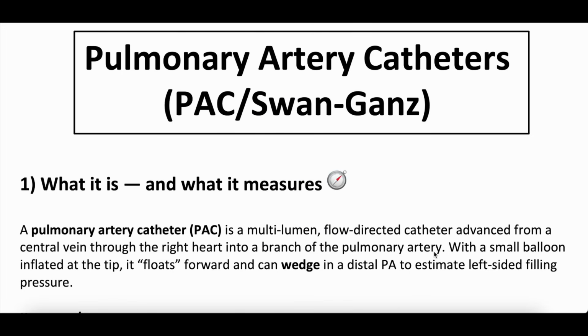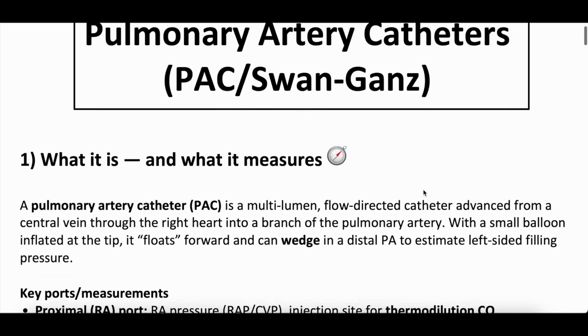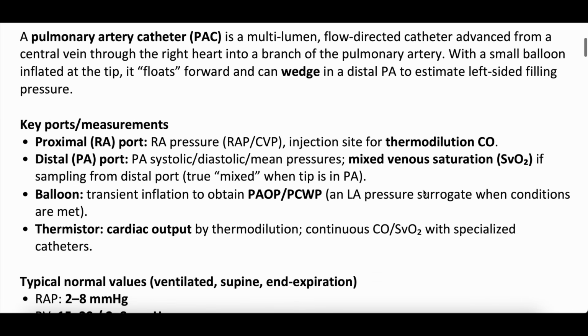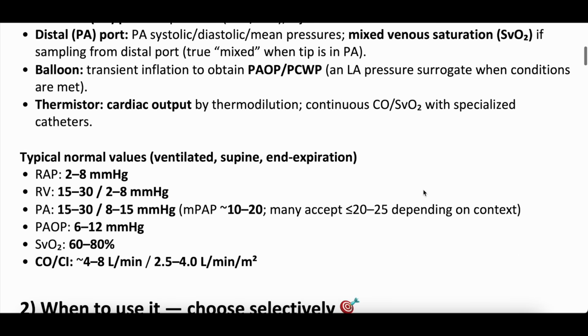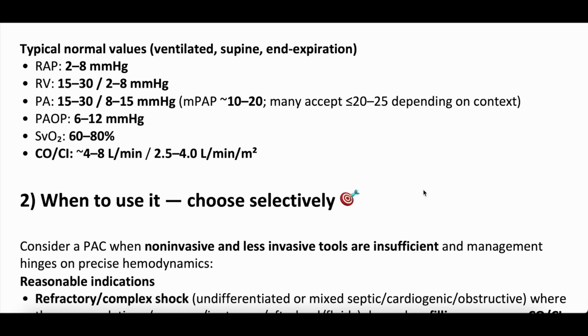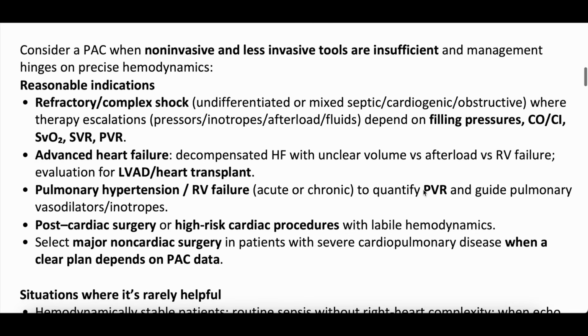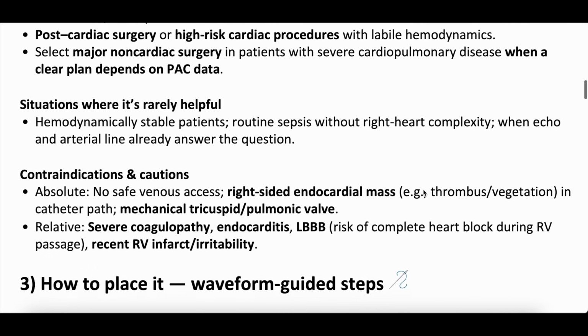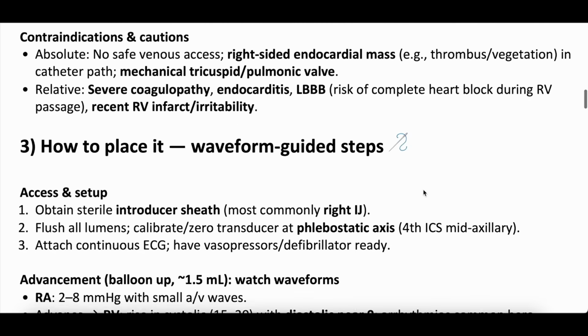Really important, depending on what kind of ICU medicine you do, but I suppose if you do any, or if you just have a nerdy love for hemodynamics like we do, and that is pulmonary artery catheters, also known as the Swan-Ganz catheter. We're going to be diving into all things PACs. We'll start by talking about what it is and what it measures. We'll talk about the different ports, thermodilution, cardiac output, normal values for all the different heart chambers, when to use a pulmonary artery catheter, situations where maybe you shouldn't be using it, contraindications, cautions.